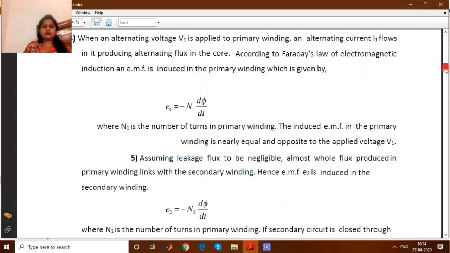Next, this is the EMF generated in the primary winding. This is proportional to d phi by dt, or minus N1 d phi by dt, where N1 is the number of turns in the primary winding. E2 is the mutually induced EMF, and this equals minus N2 d phi by dt, where N2 is the number of turns in the secondary winding. The negative sign is because of Lenz's law. According to Lenz's law, it will oppose the reason because of which it is generated.